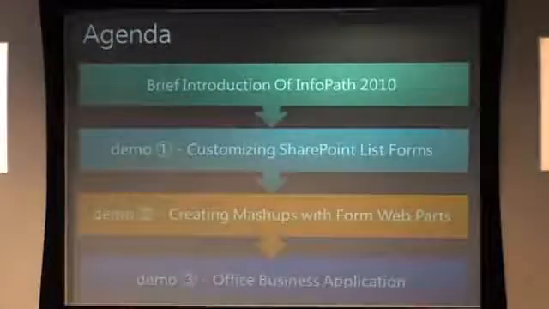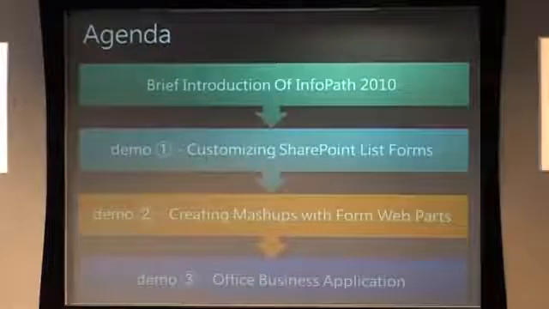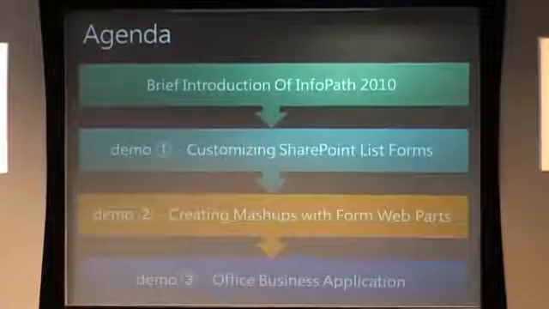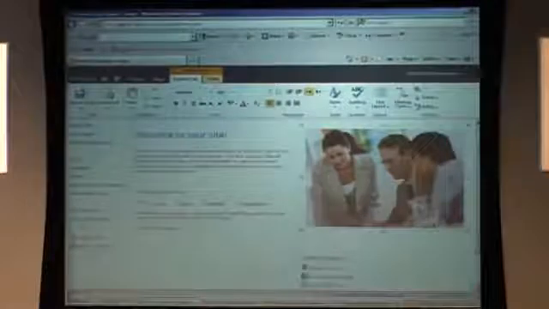All right, so that was demonstration 1, customizing the SharePoint list forms. What we're going to do now is take a look at how we can create mashups with the form web part. So the idea here being that on the recruiting page, I'm going to get rid of some of the stuff that you can see already on this page. And we're going to insert a couple of web parts, one of them being the list view web part, and the other one being the InfoPath form web part.